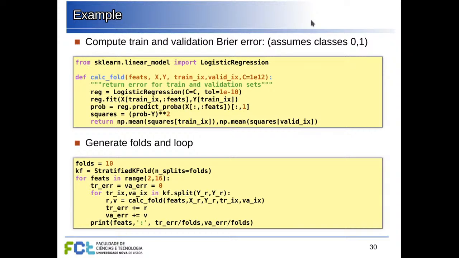Okay, so now we're going to compute the train and the validation errors by using the Brier score. You can use the accuracy if you want. The Brier score has just a small advantage that it's a continuous value. So if you have many data points, accuracy is almost continuous because changing the classification of 1 point makes a very small change in the fraction of correctly classified points.